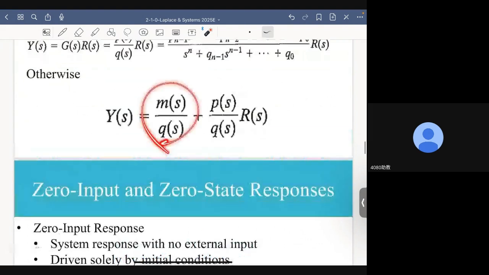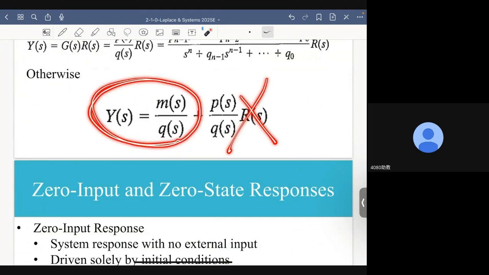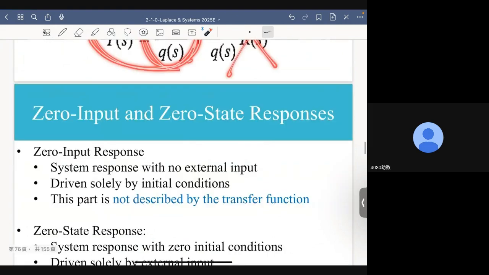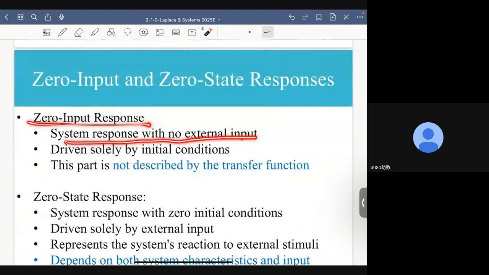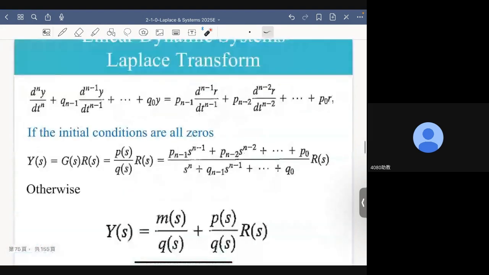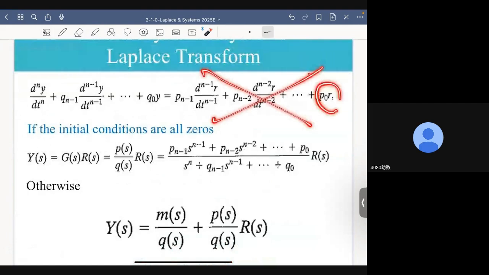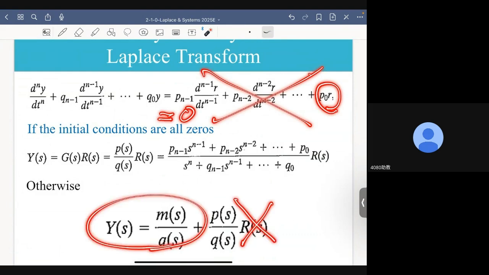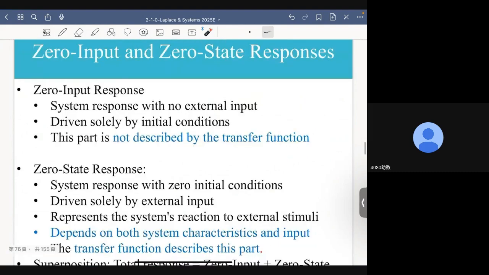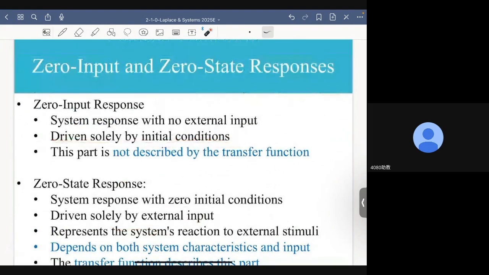So this part is what we call zero input response. What is it, zero input response? Because when input is zero, this is zero, and the total response will reduce to only this term. So the zero input response represents system with no external input, which means no external input because R is zero. So the right-hand side of the equation is zero. Therefore, this term is zero. Therefore, Y of s is equal to M of s divided by Q of s, driven solely by initial conditions.